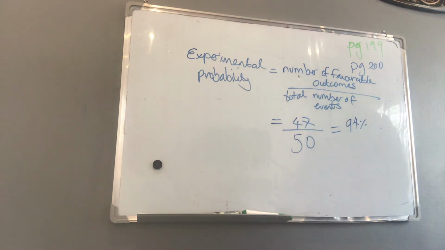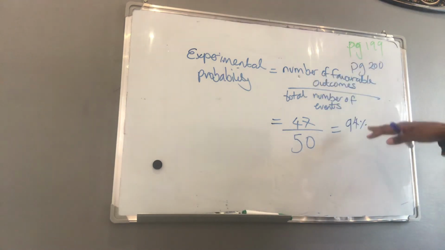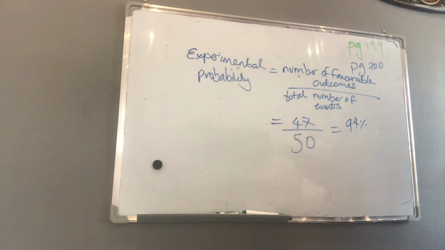So, would you rely on the results of this pregnancy test? If you see that your experimental probability is equal to 94% and the theoretical probability is equal to 98%, you wouldn't rely on this pregnancy test. Because you have approximately 3 women. In terms of percentage, it would be 6% of the tested women were actually pregnant and they tested not pregnant.